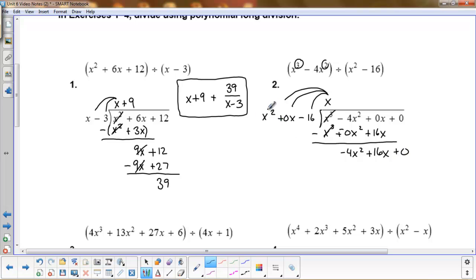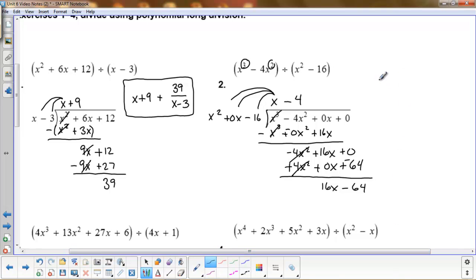What number times x squared equals negative 4x squared? And that's going to be negative 4. I multiply it through all 3 terms, and I get negative 4x squared. That one's going to be minus 0x, because remember I'm multiplying there, and then that one's going to be plus 64. Draw the line, change every single sign. Okay, and notice it's still working, those cancel out. I get 16x minus 64. There's nothing left to bring down, so 16x minus 64 is my remainder.